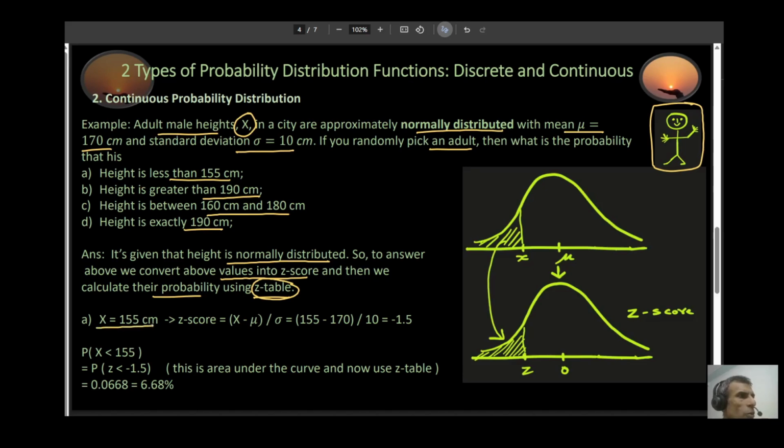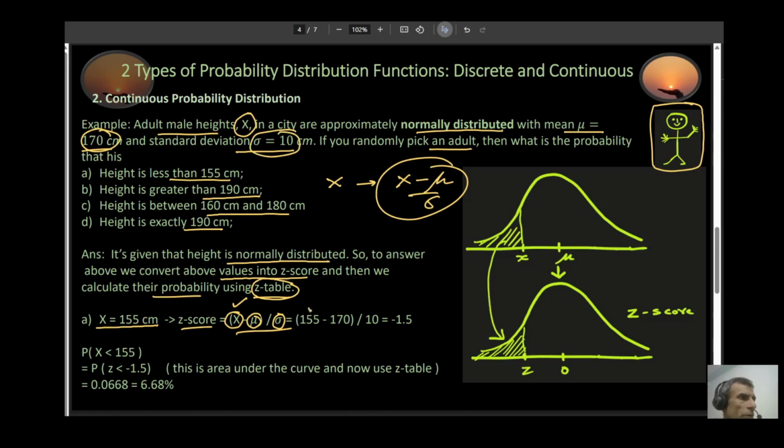Let's convert x equal to 155 into a z-score. The way you convert x into a z-score is with this formula: x minus mu divided by sigma. I know my x is 155, my mu is 170, which is given to you, and my sigma, the standard deviation, is given as 10. Substituting the values, 155 minus 170 divided by 10 comes out to be minus 1.5. So the question becomes: the probability of x less than 155 is the same as the probability of z less than minus 1.5.